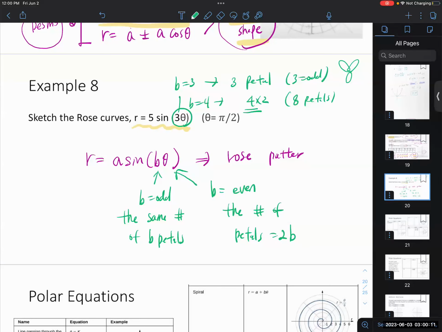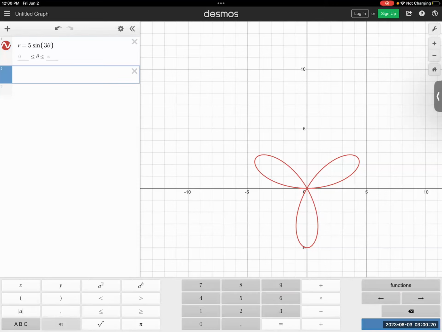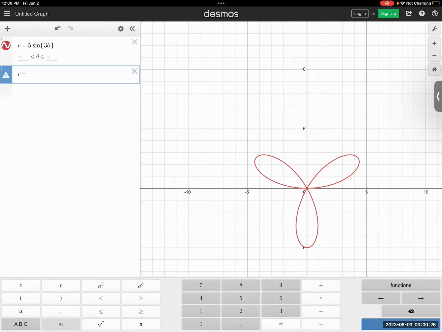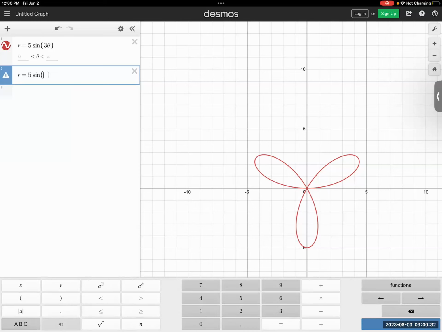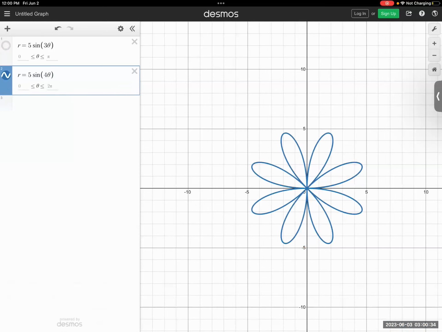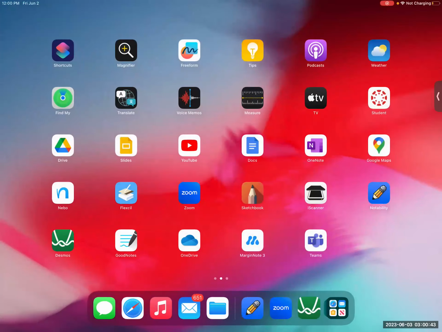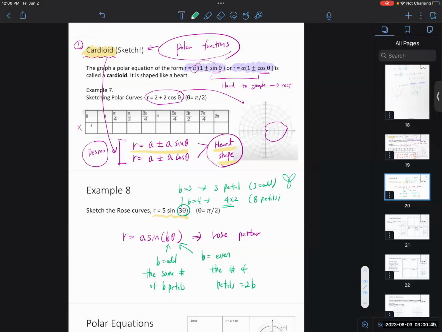So let's check one more time. Here, you see that I had B equal to 3, so you have 3 petals. But what if I have R equal to 5 times, let's say sine 4 theta this time? What do you guys think? We have 1, 2, 3, 4, 5, 6, 7, 8 petals. Because 4 is an even number, you're going to have double the petals. So that's the rose shape. So I'm showing you 2 unique polar functions. One is the cardioid shape, another one is the petal, the rose shape.